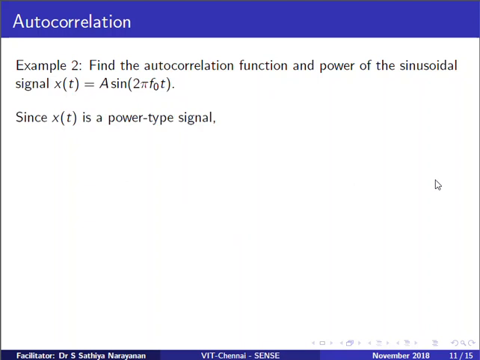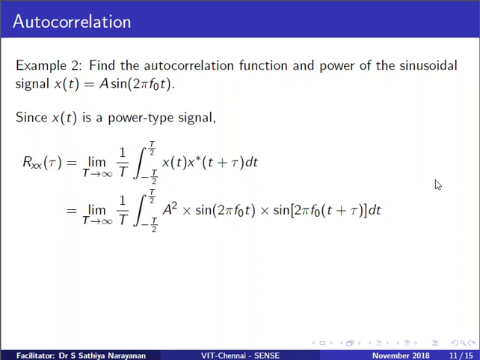Yes. Let's start solving it. Since x of t is a power type signal, rxx of tau is equal to limit T tends to infinity 1 by T integral minus T by 2 to T by 2 x of t times x complex conjugate of t plus tau dt. So just substitute A sine 2 pi f naught t in the place of x of t. The first term will be A sine 2 pi f naught t, times the second term, A sine 2 pi f naught t plus tau.